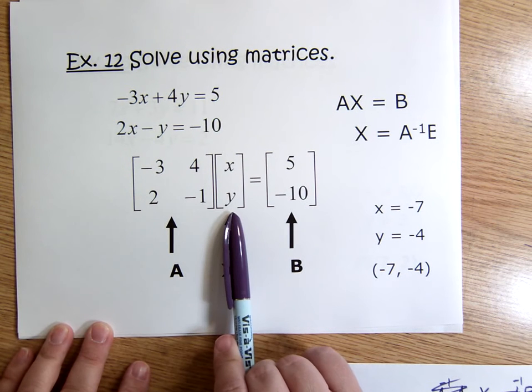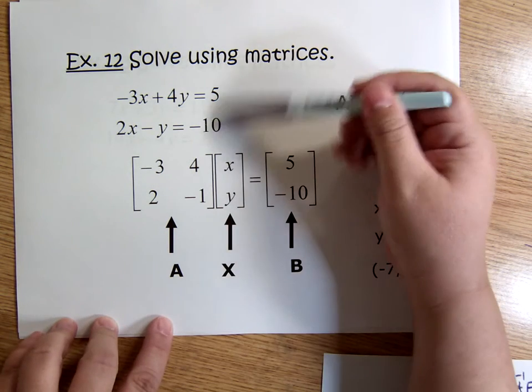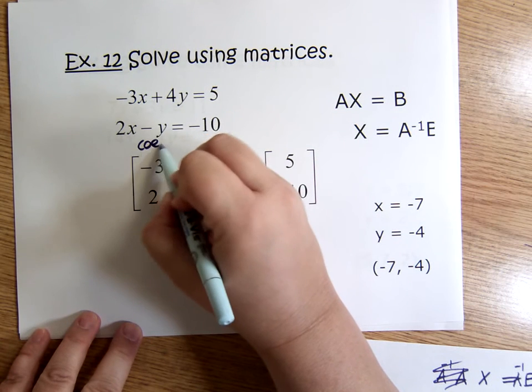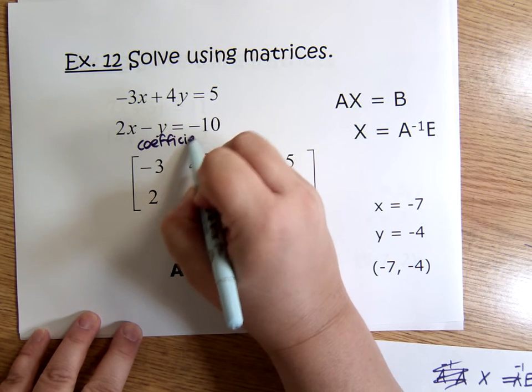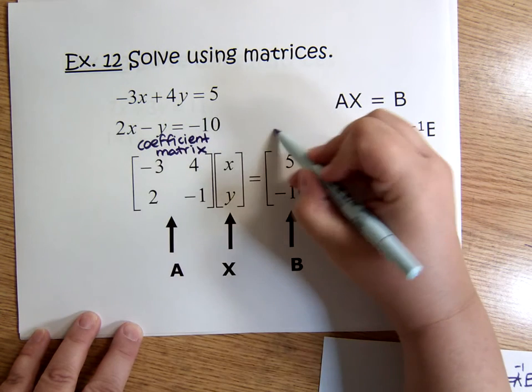X is X and Y. You don't put anything in for that. That's what you're going to find. And B is the constants. This is called the constant matrix. So here's your coefficient matrix. And here's your constant matrix.